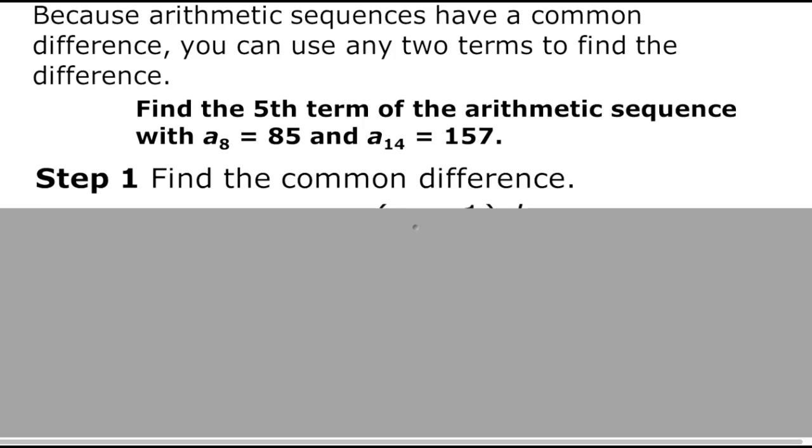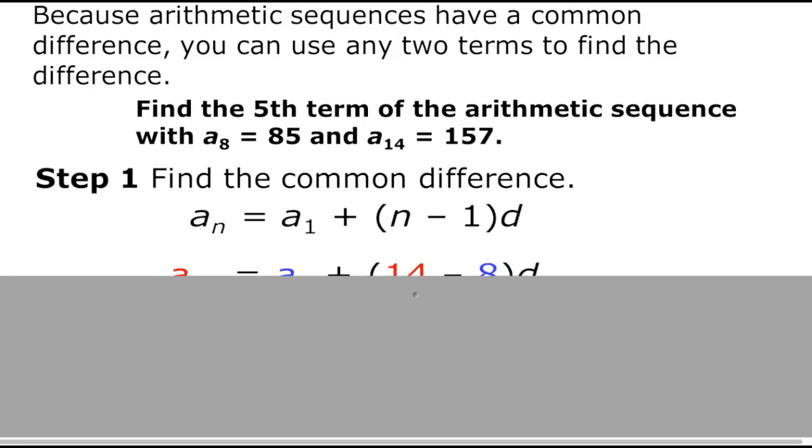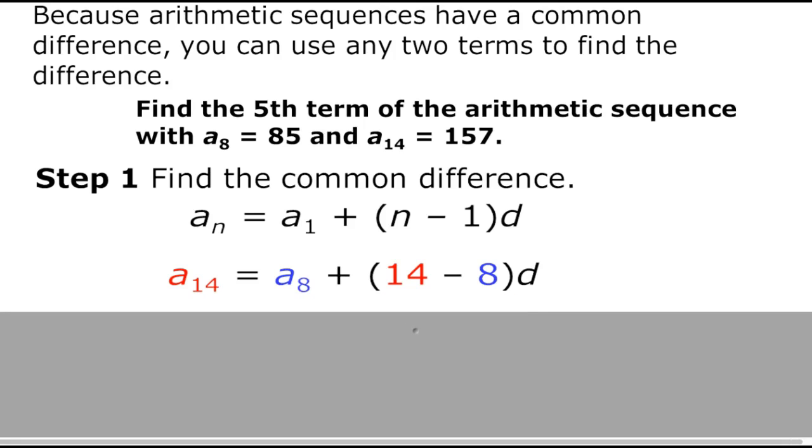All right, here's the last one, I think. What if they give you, it doesn't have to be the first one they give you. You just have to have two values in the sequence, and you can determine the common difference. So in this case, they give us a sub 8 and a sub 14. All right, if we want to find the common difference there, we have to plug in what we know.